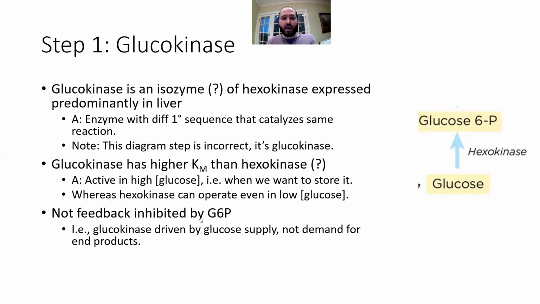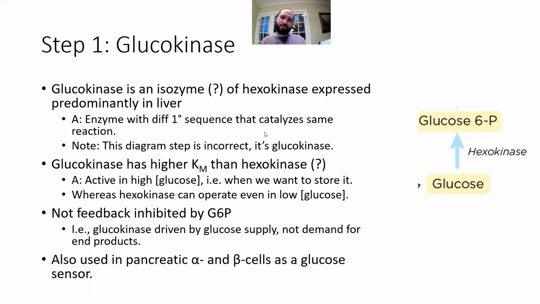So in other words, glucokinase is driven by glucose supply, not driven by demand for end products. Whereas with catabolic processes where we're breaking molecules down for metabolism, typically that's driven by the need for ATP, for instance. So it makes sense why it shouldn't be feedback inhibited by glucose 6-phosphate, because we don't want to stop just because we made some glucose 6-phosphate. We only want to stop when we have lowered our amount of glucose. We no longer have abundance.